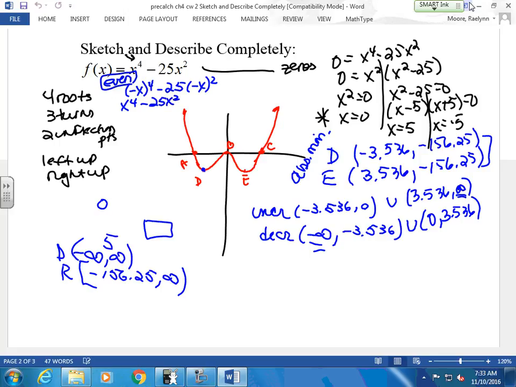Now, let's find an inflection point. We said 4 roots, 3 turns. We see 3 turns, 2 inflection points. Here's my concave up.